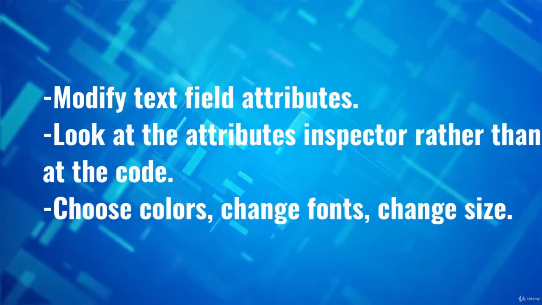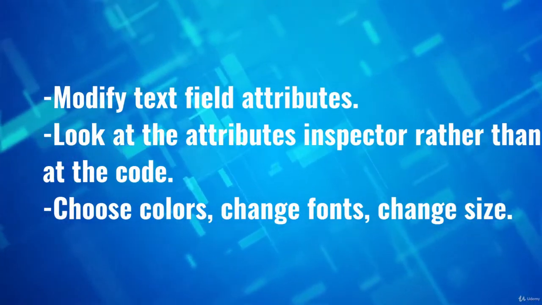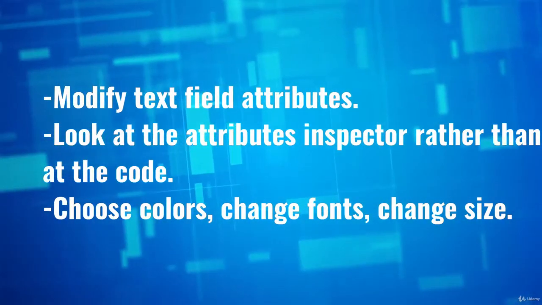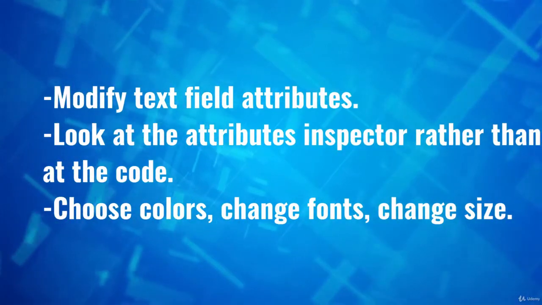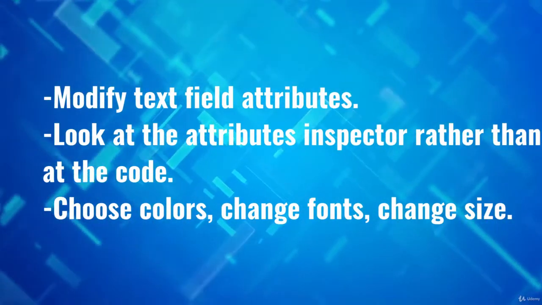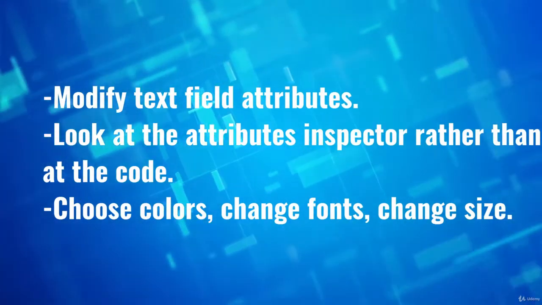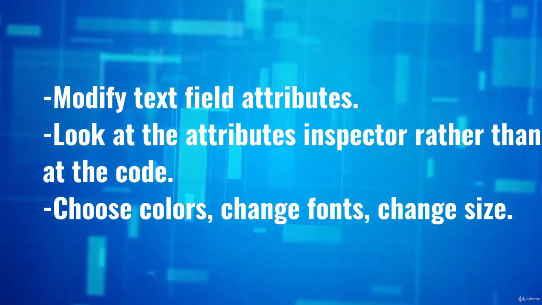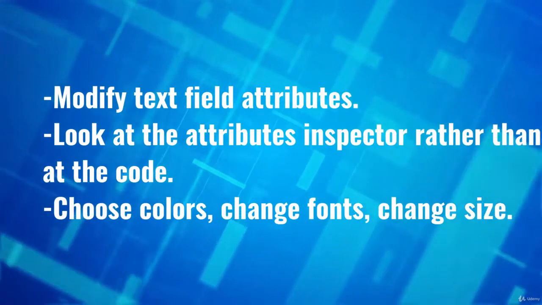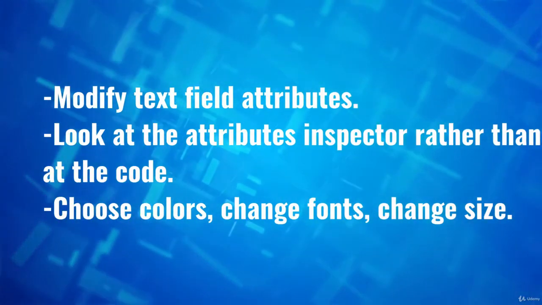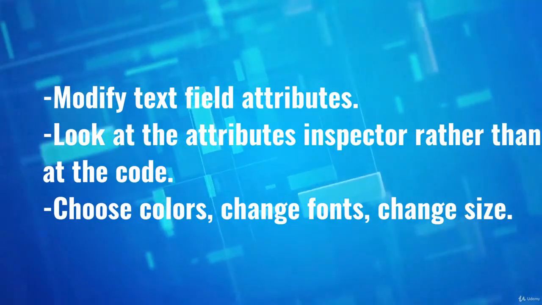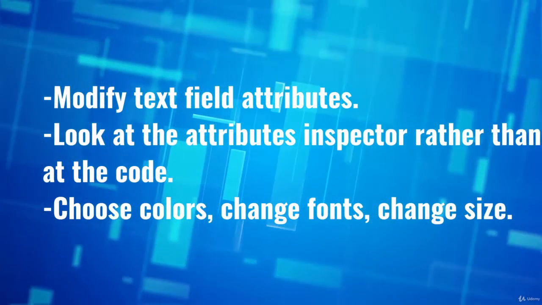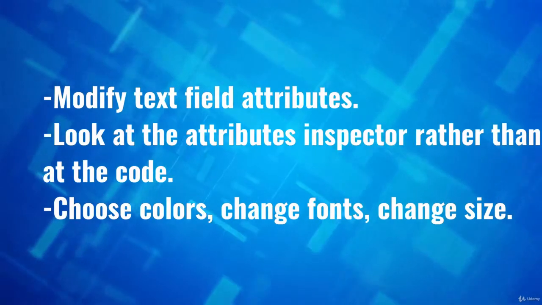Now we're going to look at modifying text field attributes because we've already seen the functionality and some of the things we can do with the text itself. Now we're going to take a look at how to change the properties and attributes of it. So in this part we'll look at the attributes inspector rather than the code, but in the next part we'll be looking at how to modify these fields from the code itself. So our main focus will be on choosing colors both for the background and text, changing stuff like text fonts, and also changing sizing as well.